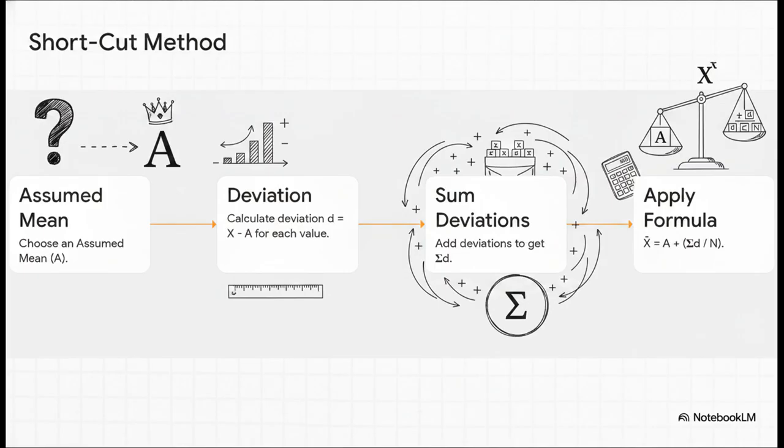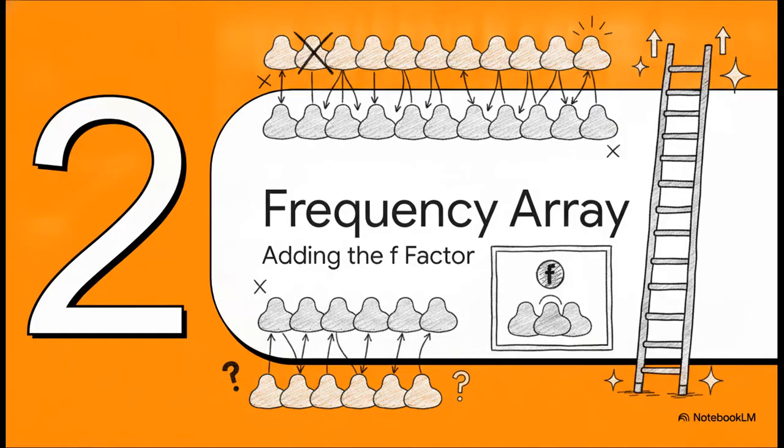You just subtract your assumed mean from each observation. Then, add up those tiny deviations, divide by n, and add it back to your assumed mean. It makes the math incredibly easy to manage, even if you're doing it by hand. Moving right along to step 2, frequency array. It's time to add the F factor.